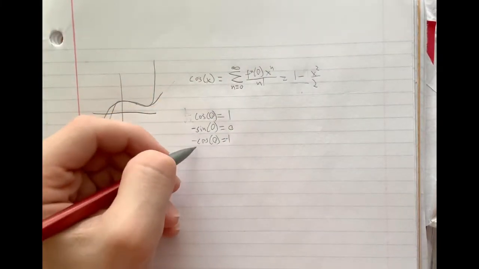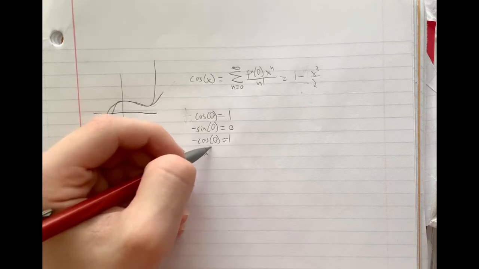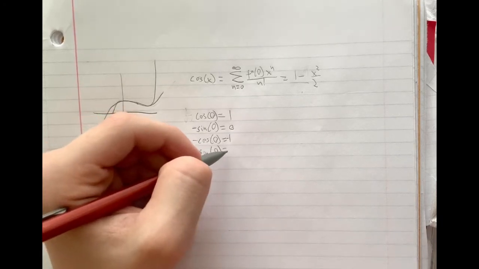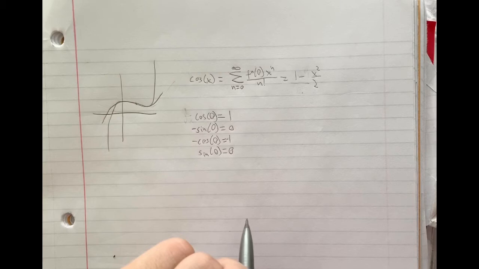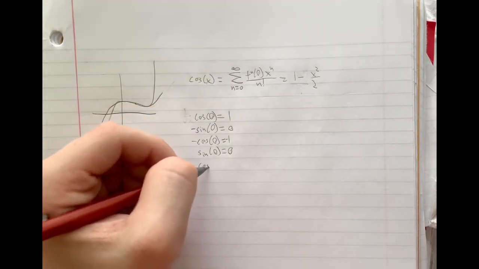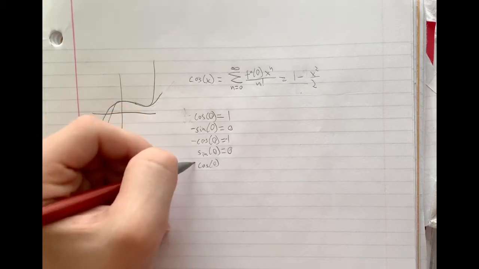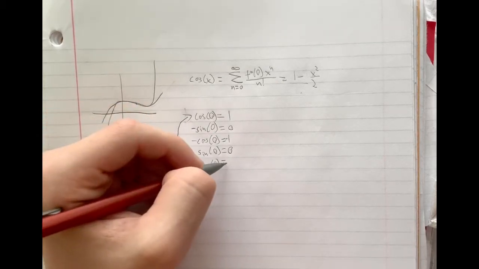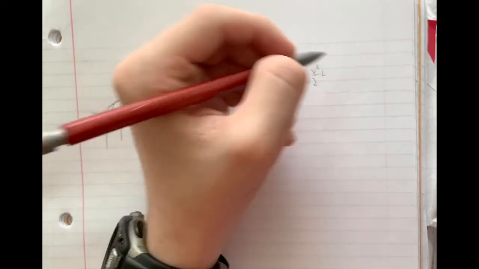Now, the derivative of negative cosine is going to be sine. So what's sine of 0? Well, that's equal to 0. So the third term doesn't matter either. And then taking the derivative of sine, we get cosine. And we're right back where we started. So we repeat back up here. This equals 1.